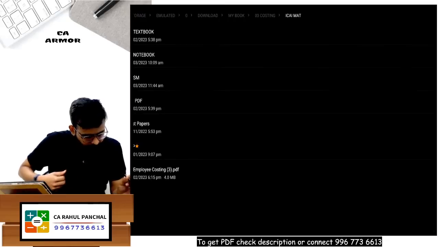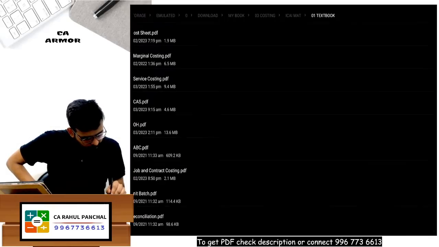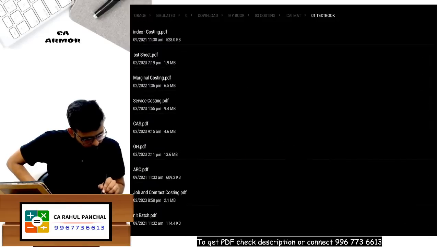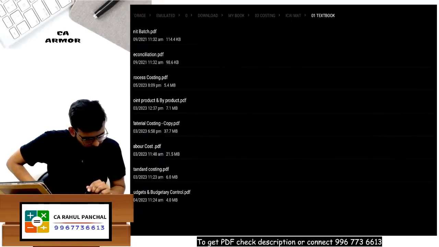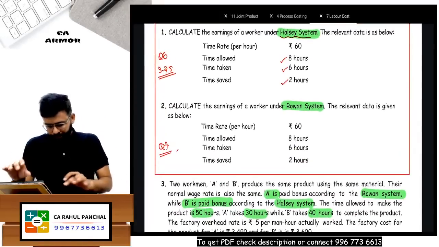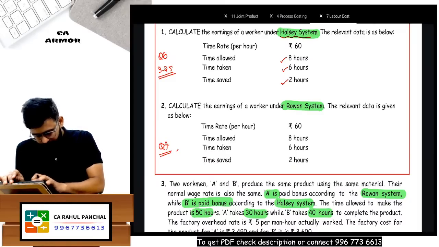In Favorites, there is ICI material, textbook, and in the textbook we have to go to labor costing. So where is that textbook of labor costing? Yeah, it's here. Okay, let me just open here also, favorites, then we'll do those topics, costing, and then labor costing. Chalo. Now what is important, sir?